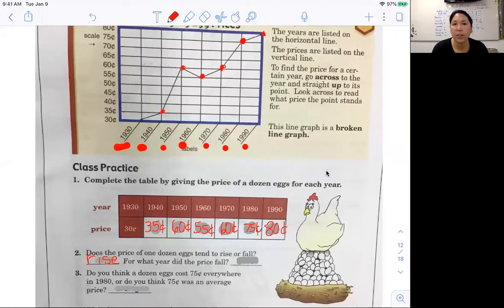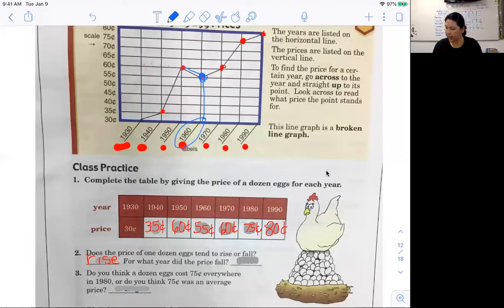All right, let's look at the next one. For what year did the price fall? Did you see that one spot where it went down? Let me highlight it in a new color. I'll do it in blue. Guys, see right here? See how the line went down? That was the one time. So let's go down. What year was that?